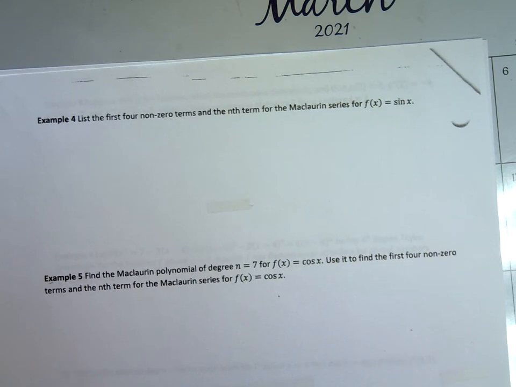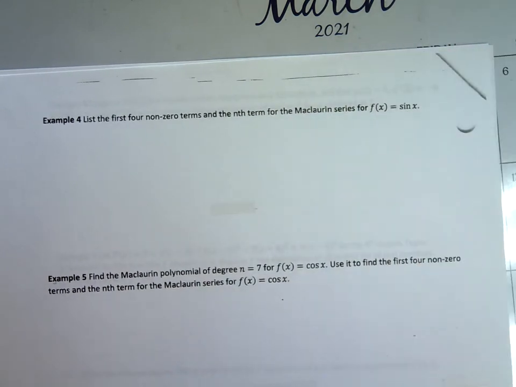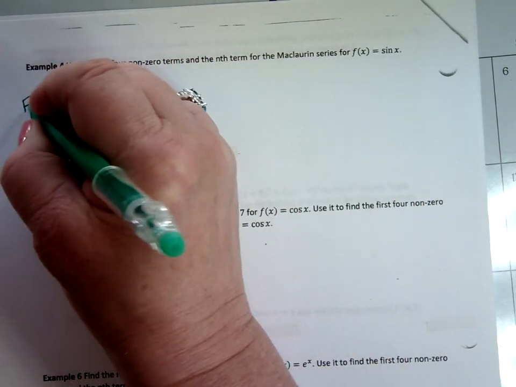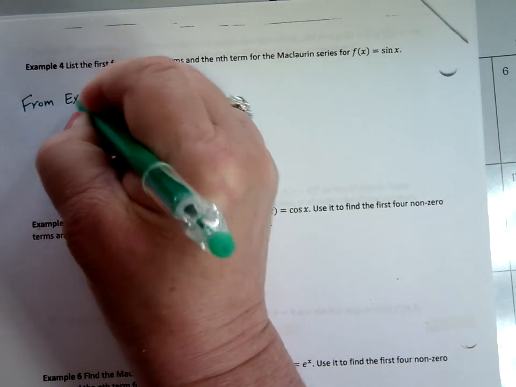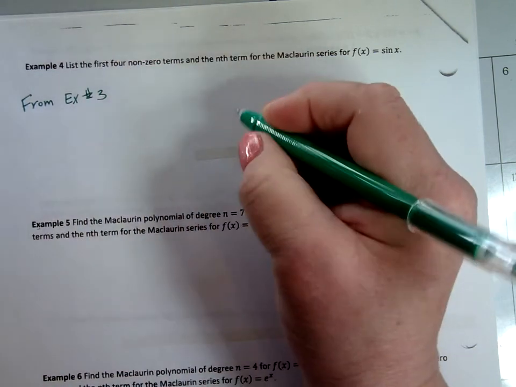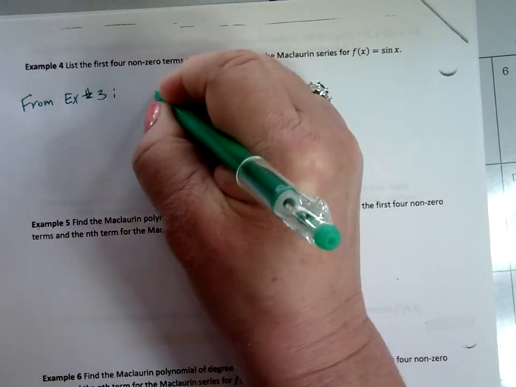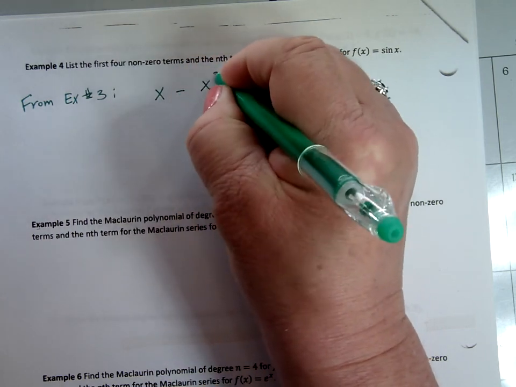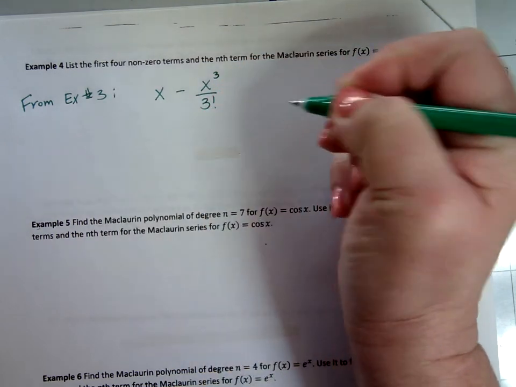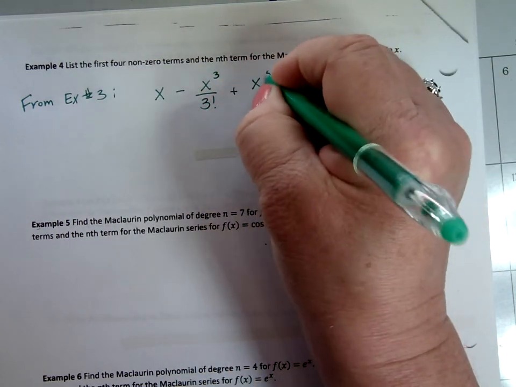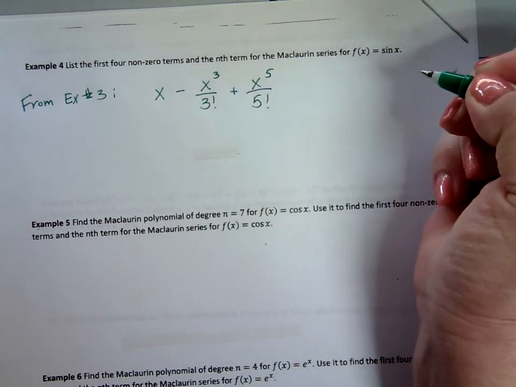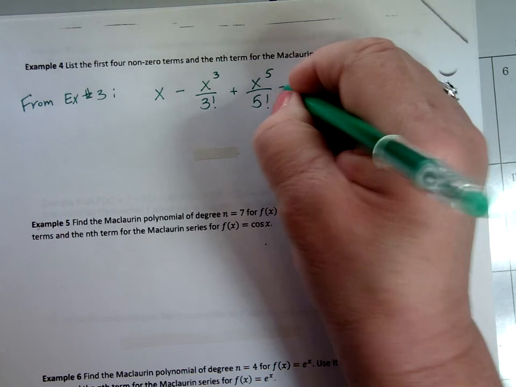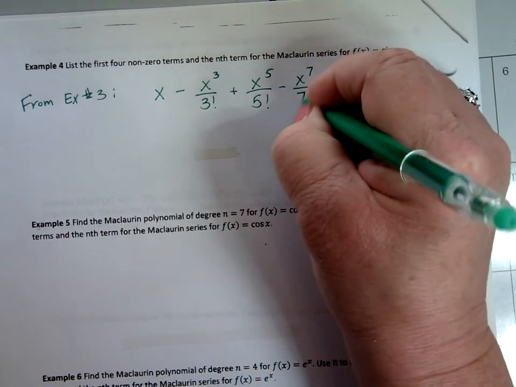Well, didn't you just do that? Didn't we just do the Maclaurin series for the sine of x? So we know, this is from example 3, we know what the polynomial looks like. The first term is x, then it was minus, technically it looks like this, x cubed over 3 factorial plus x to the 5th over 5 factorial, right? I'm just writing it without those so that it's a combined one single fraction. Minus x to the 7th over 7 factorial.